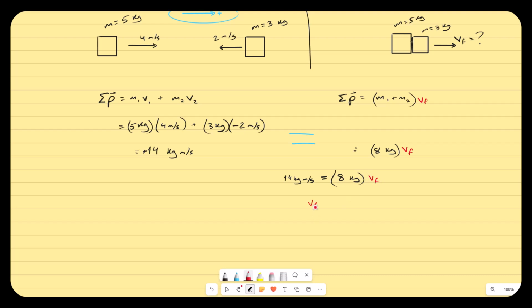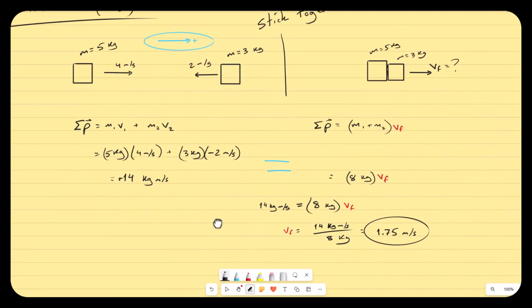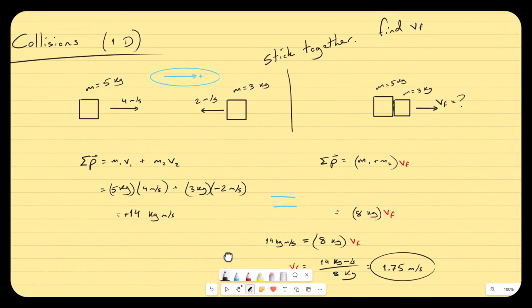V final is going to be my 14 kilogram meters per second over 8 kilograms, which works out to be 1.75 meters per second. That's it. When they stick together, it's not too difficult of a situation.